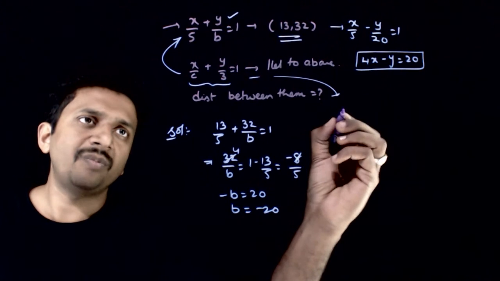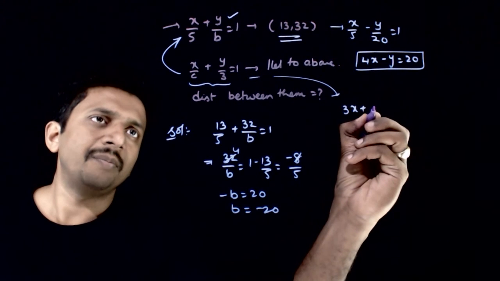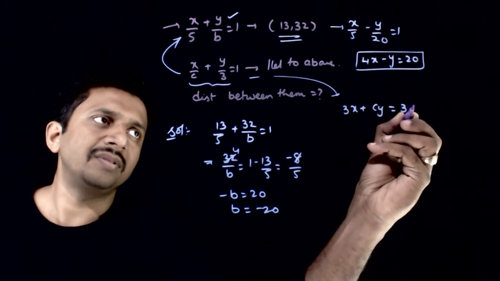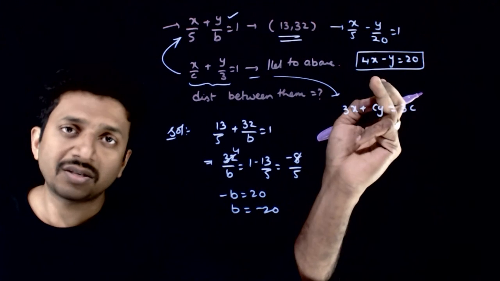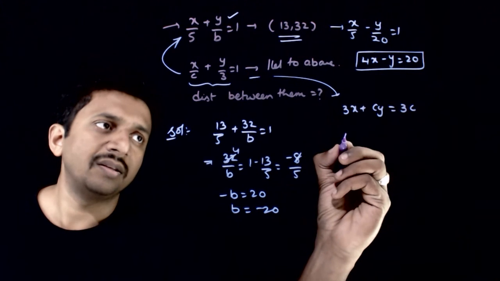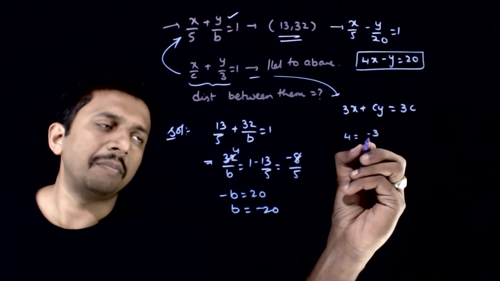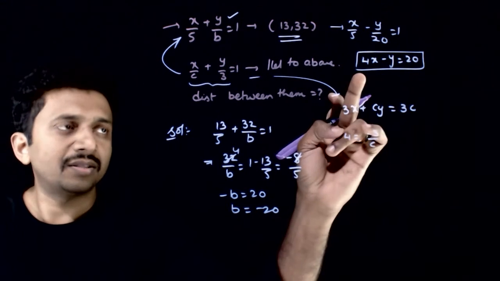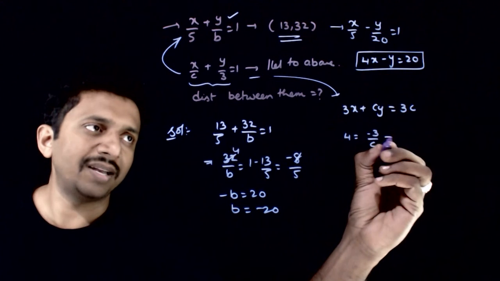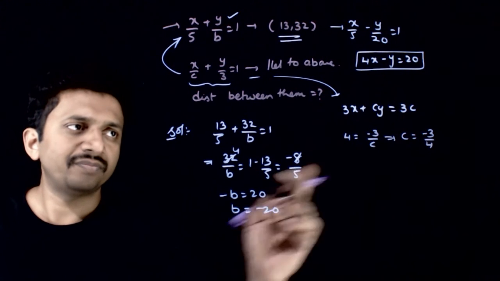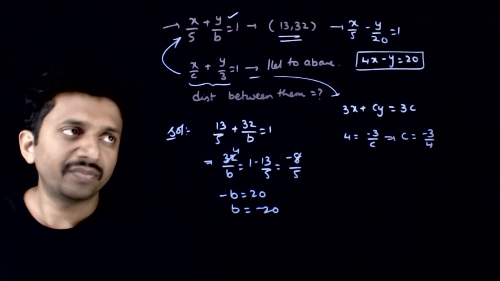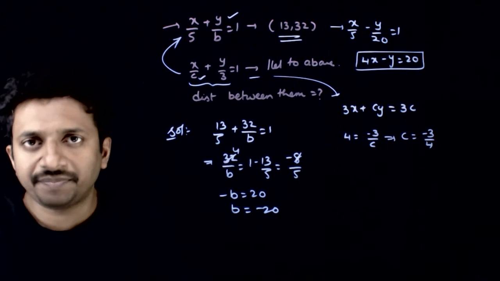So this line, if I simplify it, you get 3x + cy = 3c. If these two lines are parallel to each other, the slopes of these two lines have to be equal. So 4 = -3/c. The slope of this line is 4, equal to -3/c. So c = -3/4. So now you got the value of c.